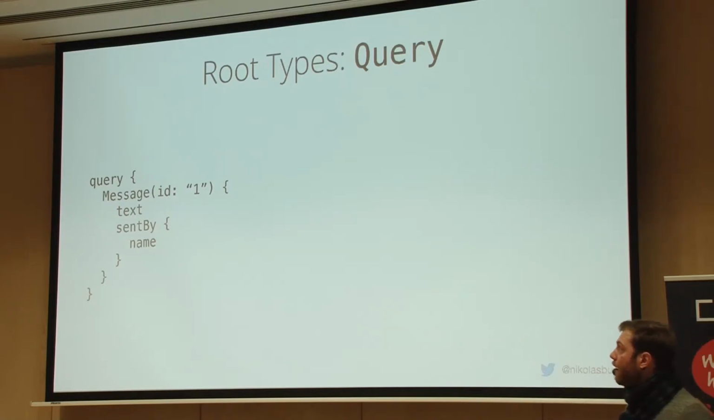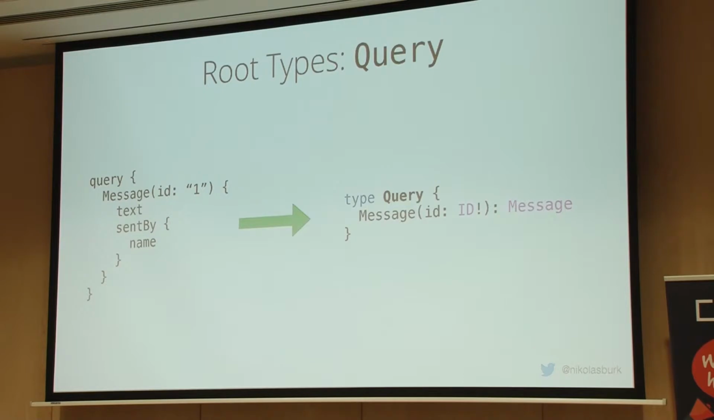So let's assume we have the same query that we saw before, where we were asking for a specific message with the text and the name of the person who sent it. What does the GraphQL schema now have to look like? What does the query type have to look like so a client application is going to be able to send that query? Well, we would have to add the root field of the query, the field called message, as a field to the query type. It's really important that every root field in every query is a field on the query type in our GraphQL schema.